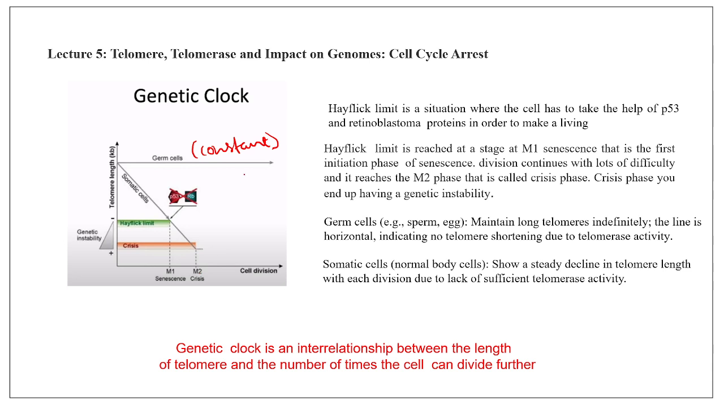Germ cells maintain long telomeres indefinitely. The line is horizontal, you can see, indicating no telomere shortening occurs due to telomerase activity, whereas in the case of somatic cells, it shows a steady decline in telomere length with each division due to lack of sufficient telomerase activity. So genetic clock is an interrelationship between the length of telomere and the number of times a cell can divide further.